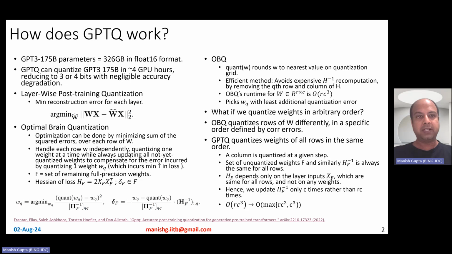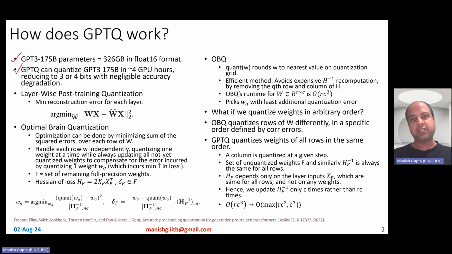Well, if we do not do quantization, then let's say we take a model like GPT-3, which has 175 billion parameters. That takes up about 326 GB of space to store weights in float16 format. So this is a lot, and therefore we need some sort of quantization. Now, the good part about GPTQ is that it can help you quantize such large models like GPT-3 175 billion in around 4 GPU hours, reducing to 3 to 4 bits with very small accuracy degradation.